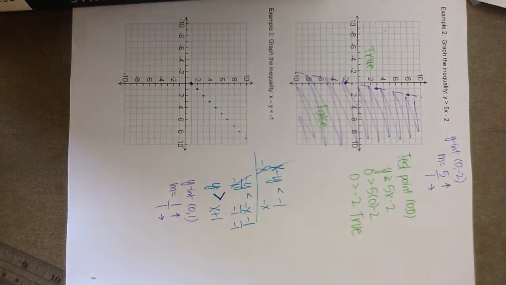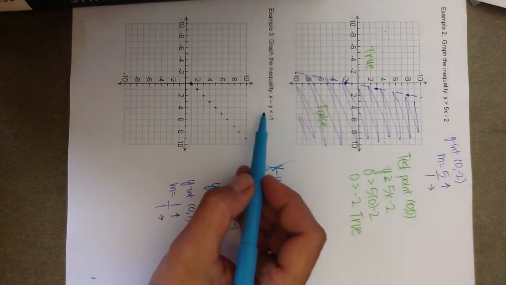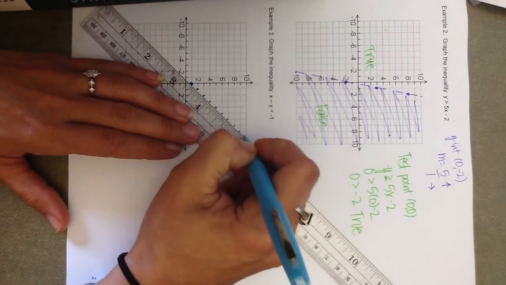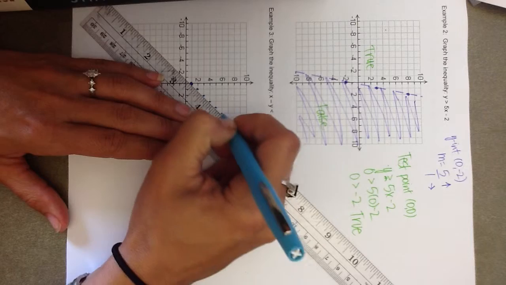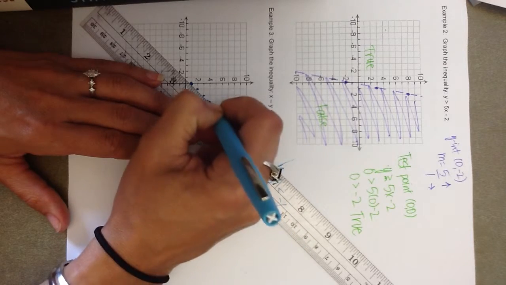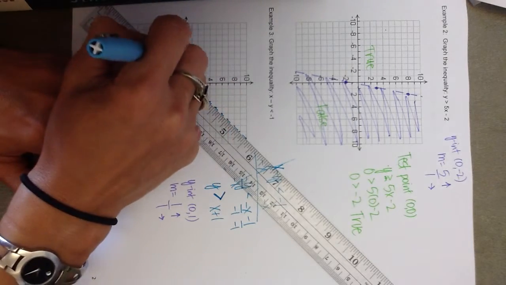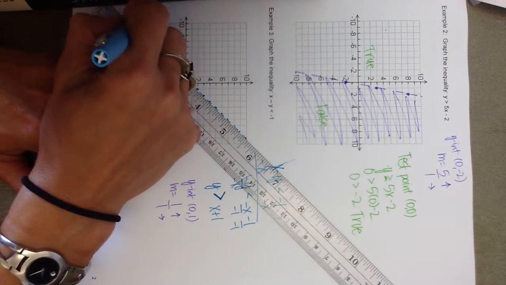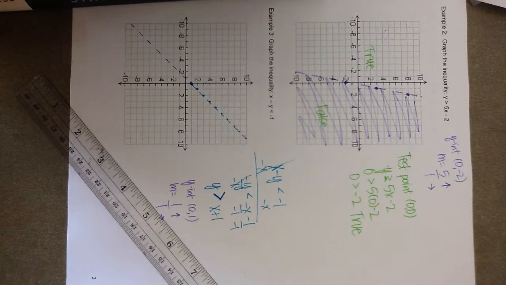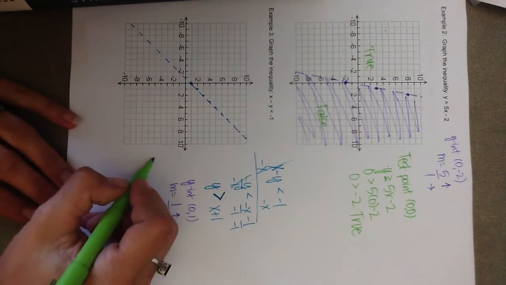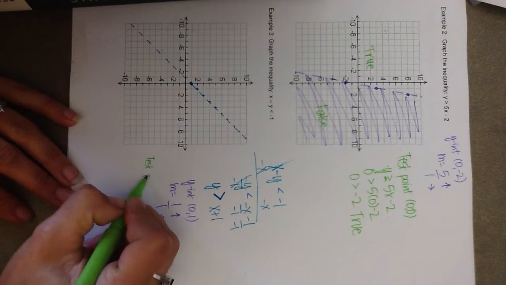Now, similar to the previous example, we have a strict inequality, which necessitates a dashed line. So I need to be careful, especially because I'm using pen to do math. Isn't that silly? I need to be careful that I remember to make my line dashed, because points on the line are not part of the solution. So finally, I choose a test point. You know which one I like.